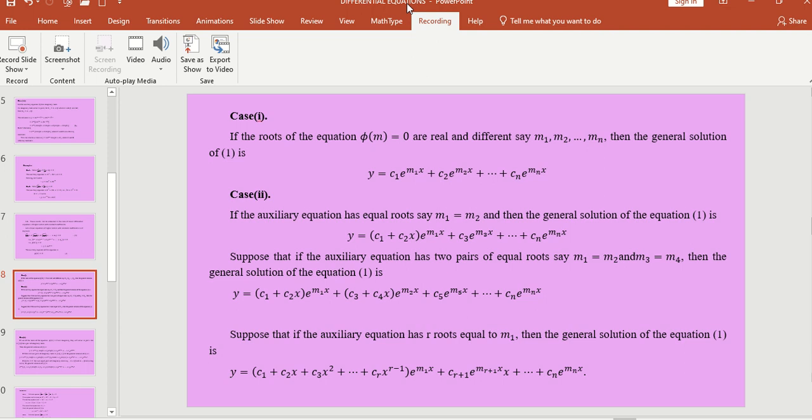Suppose the auxiliary equation has two real pairs of equal roots, say m1 and m2, then the general solution of the equation becomes y = (c1 + c2 x) e^(m1 x) + (c3 + c4 x) e^(m2 x), and so on. Suppose the auxiliary equation has all roots equal to m, then the general solution is in the form.